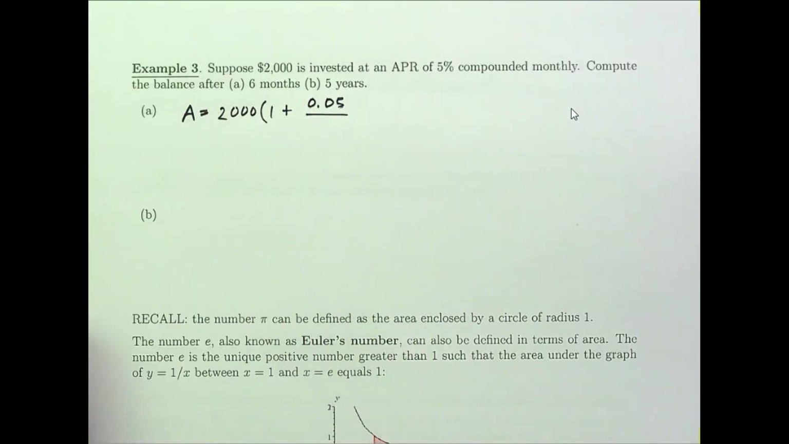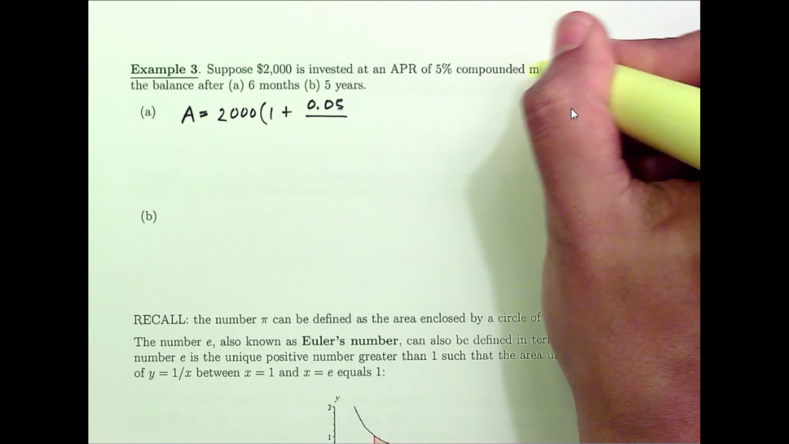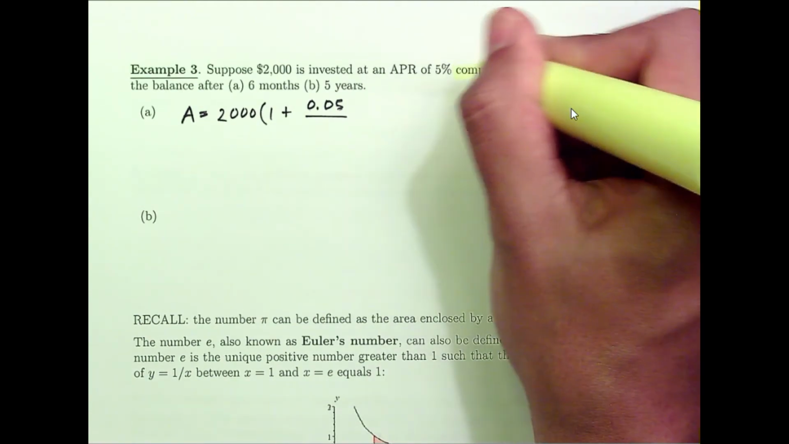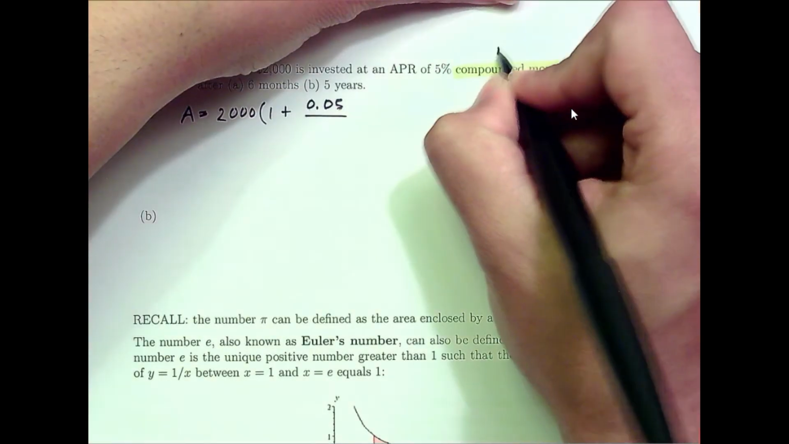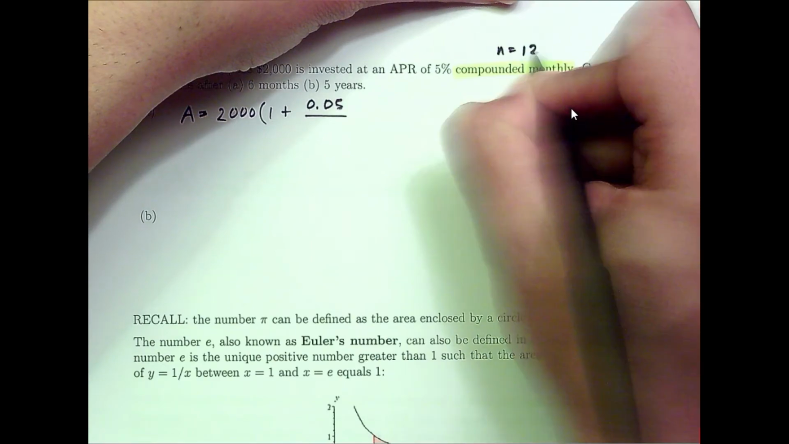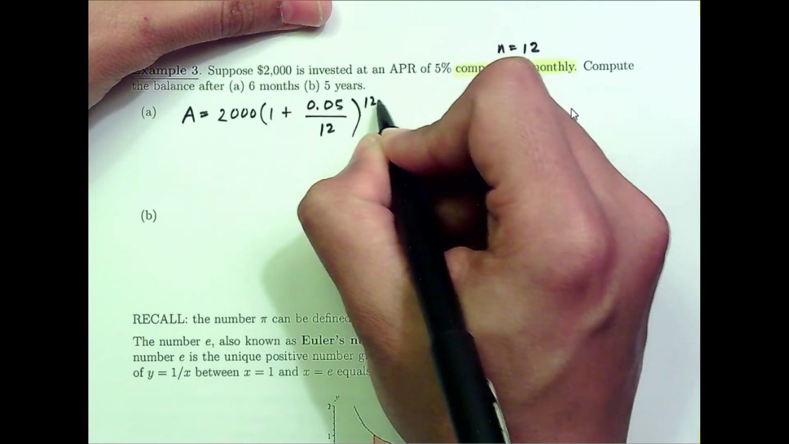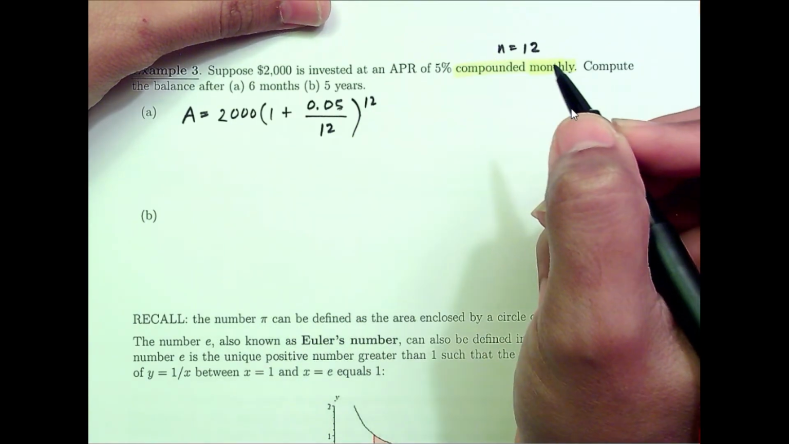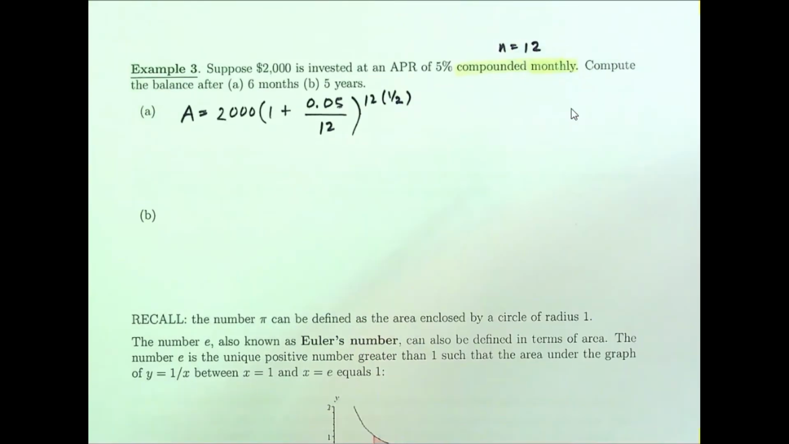Oh, sorry, my bad. It says compounded monthly right there. It is compounded monthly. Compounded how many times in a year? Monthly. Well, that means n equals 12. Okay, so n equals 12, to the 12 times the time. The time is 6 months. That is half a year. Okay, now that's correct. Compounded monthly means n equals 12.